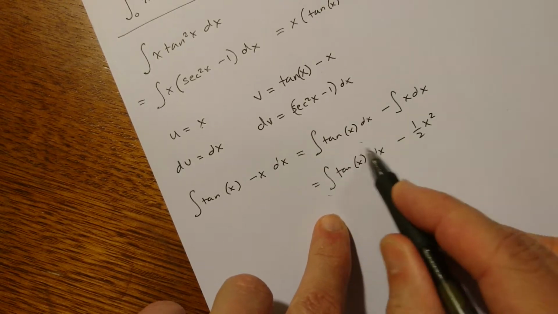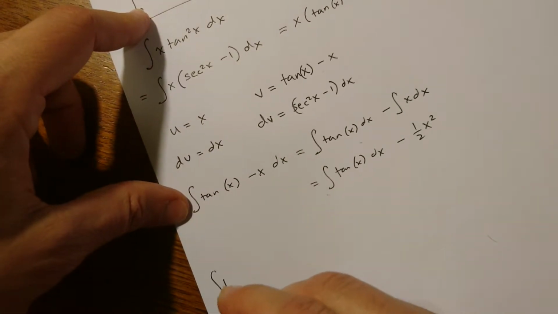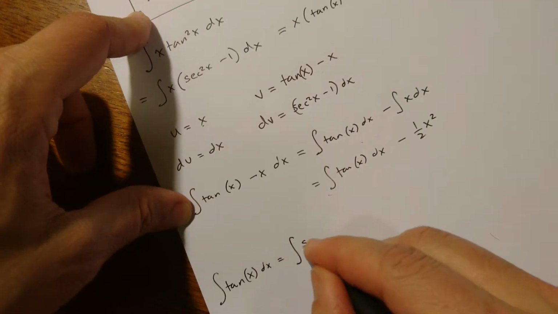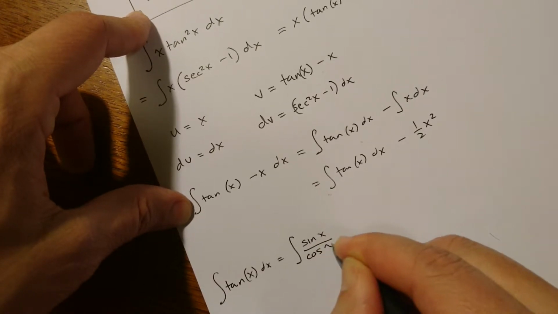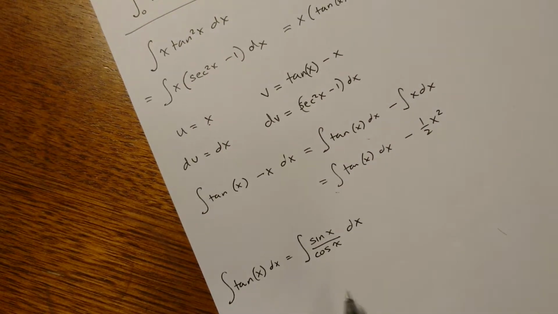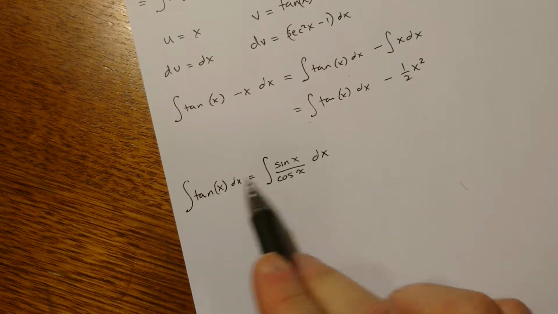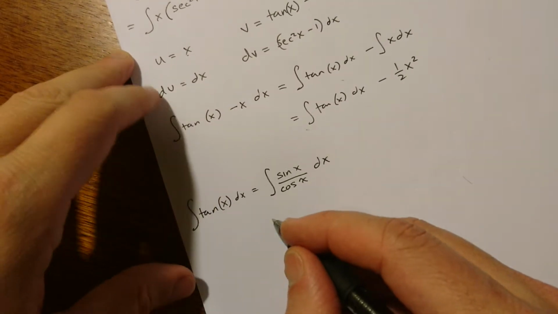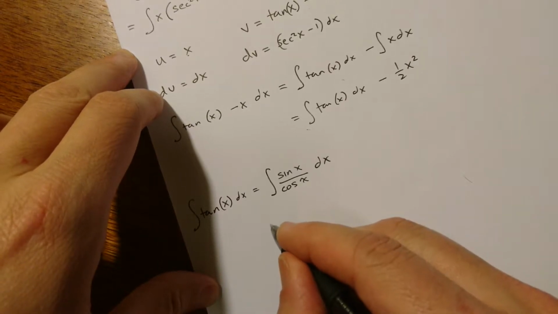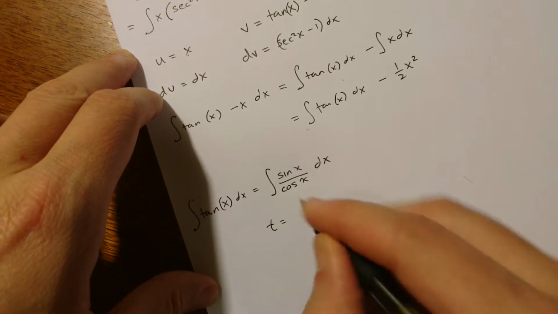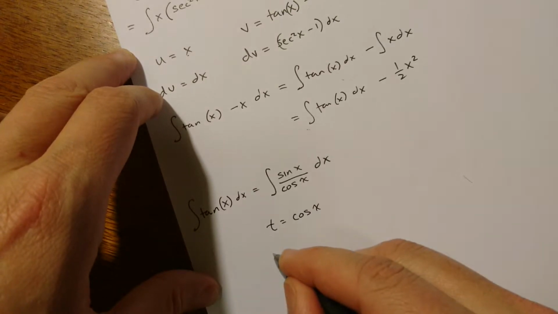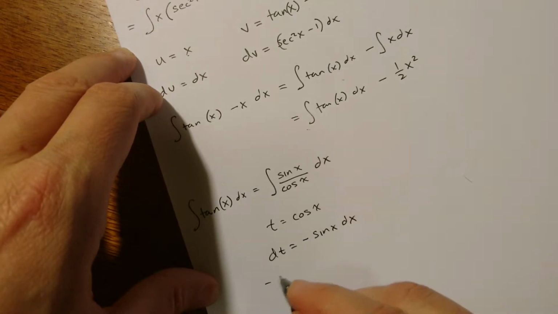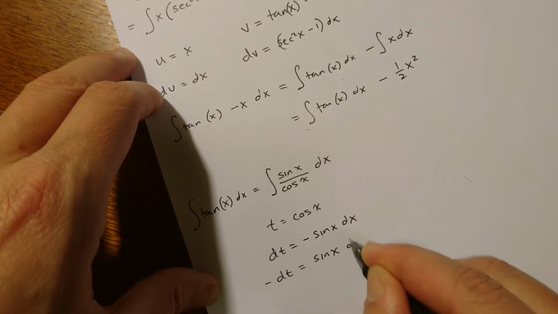Okay, so now I'm going to just concentrate on tangent of x. We've done this one before. We actually did this when we did u substitution. If I rewrite tangent as sine of x over cosine of x, we can use, let's use t, since u already means something in this problem. Let's take t to be cosine of x. So then dt equals negative sine x dx, or negative dt equals sine x dx.